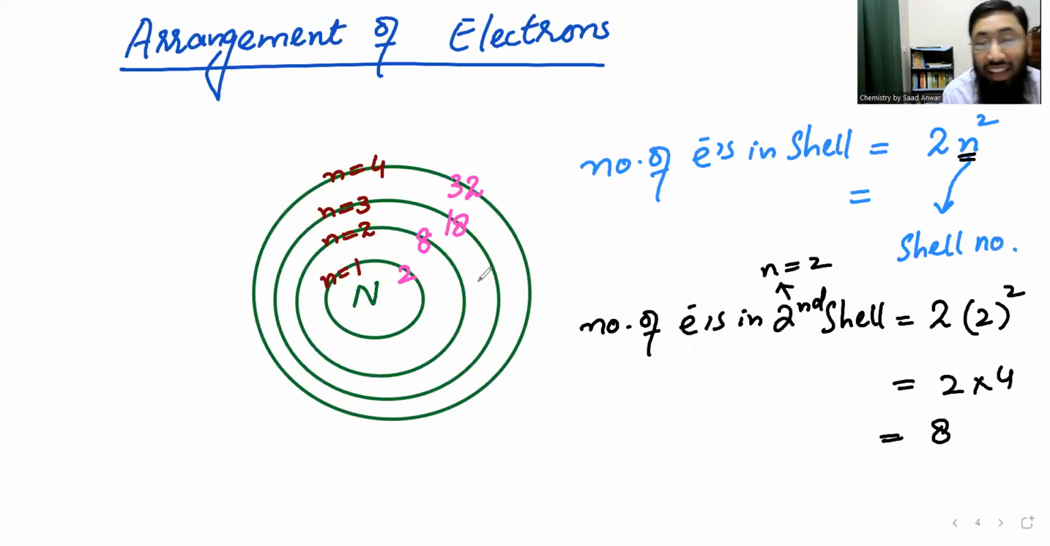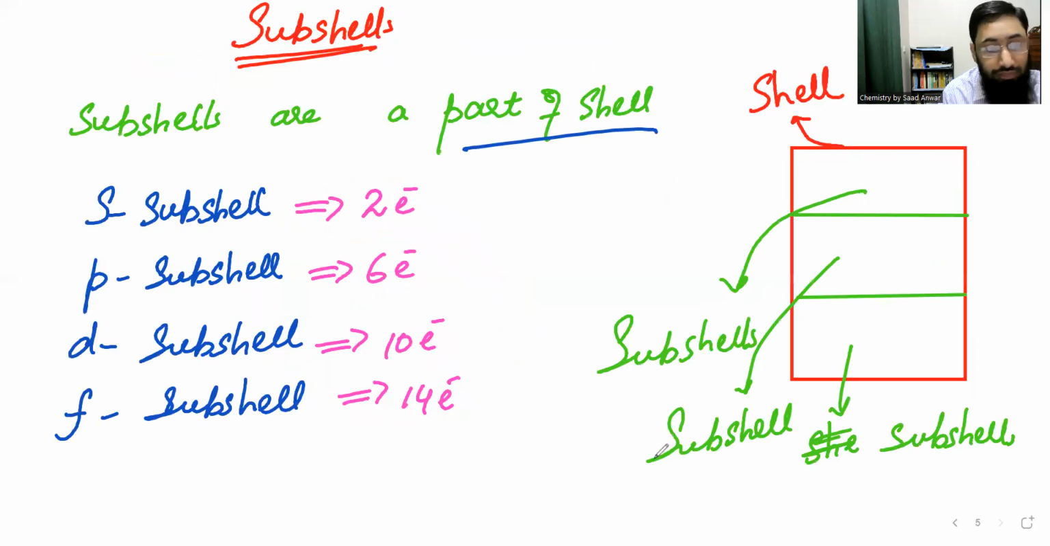And shells have different numbers of electrons: the first shell has 2 electrons, the second shell has 8 electrons, the third shell has 18 electrons, and the fourth shell has 32 electrons.